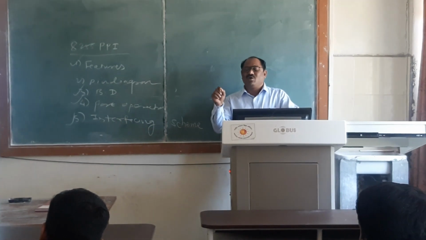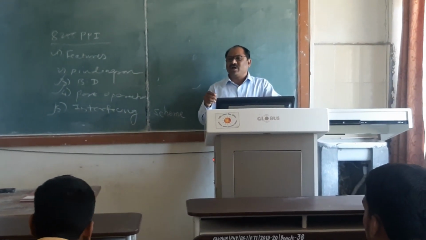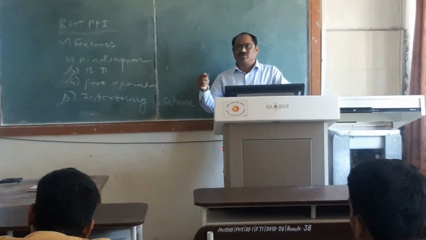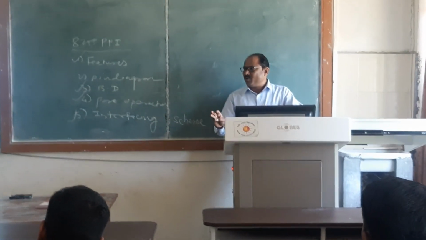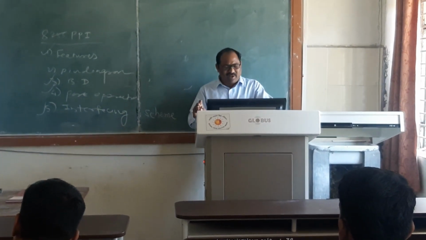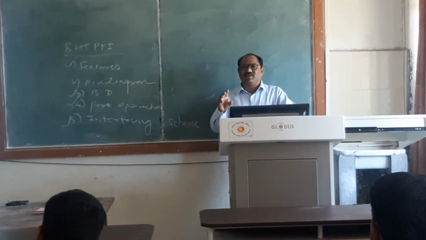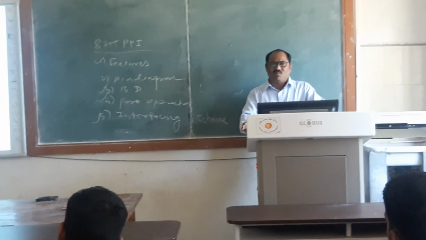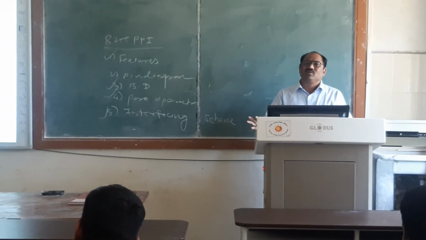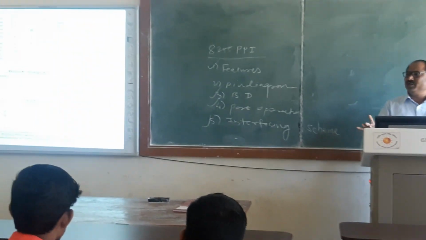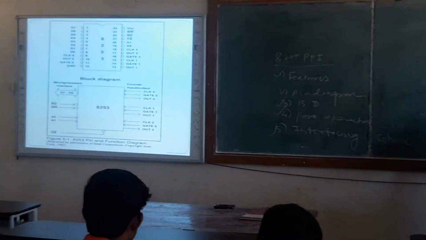Each counter has 2 inputs and 1 output. Clock 0, gate 0, and out 0: these are the inputs and output for counter 0. For counter 1, it is clock 1, gate 1, and out 1. For counter 2, it is clock 2, gate 2, and out 2. Okay. And the remaining pins are ground and power supply.